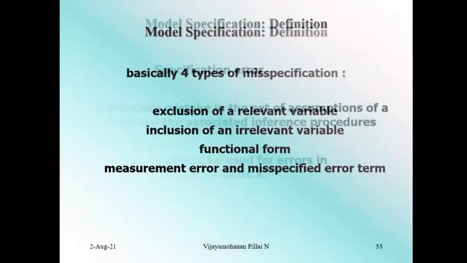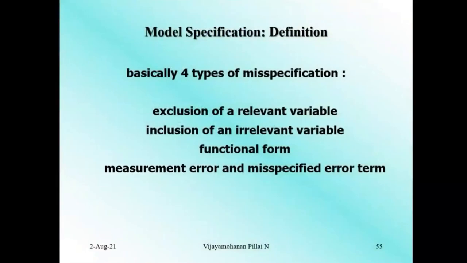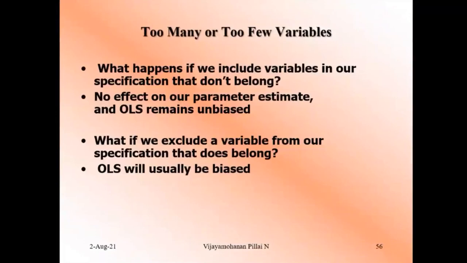So the specification error, we have four types. This I have already told you earlier. That is, we may exclude a relevant variable, or we may include an irrelevant variable, or there may be functional form misspecification, or there may be measurement error or misspecified error tail. That is, we may have too many or too few variables.